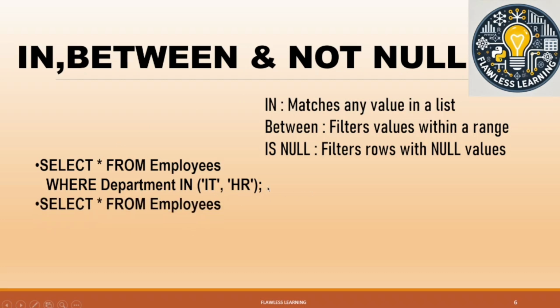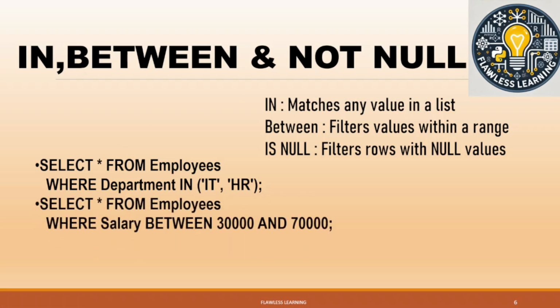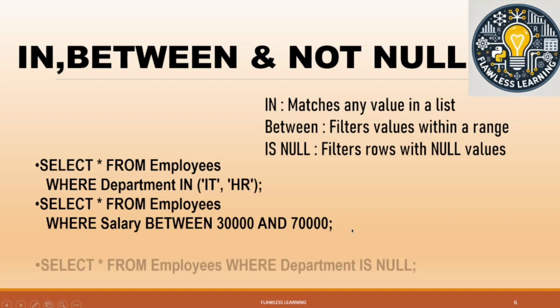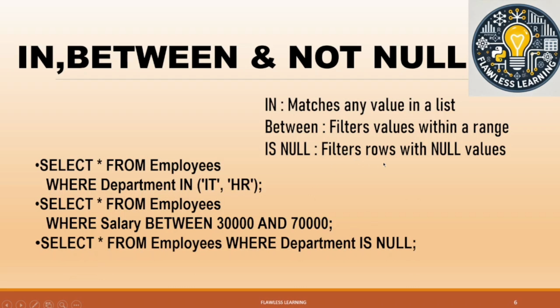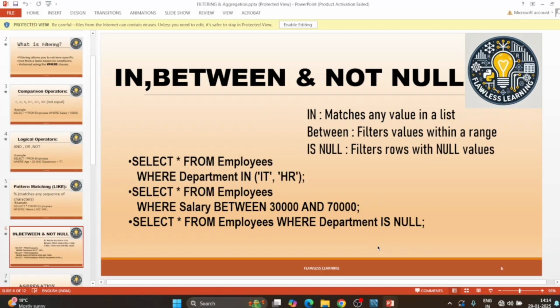Then BETWEEN filters values within a range. Basically, we want the employees whose salary is between 30k and 70k, so we use BETWEEN 30k AND 70k. Then there is NULL, which filters null values. So we want to get the employees where the department is null. Okay, those kinds of things. Now let's go to the tutorial.